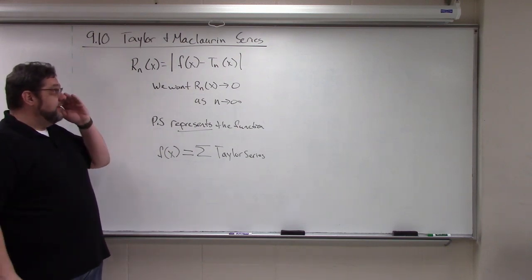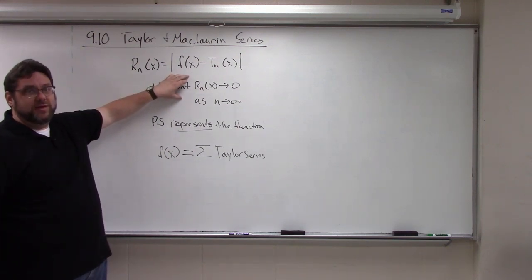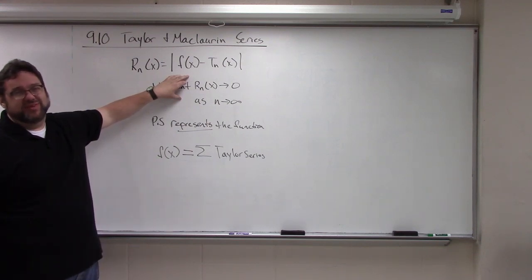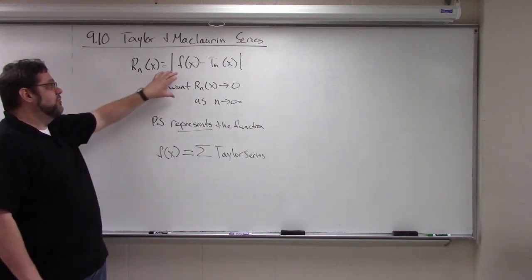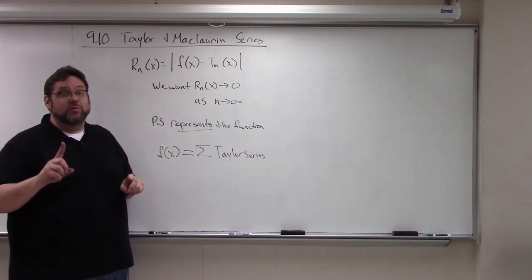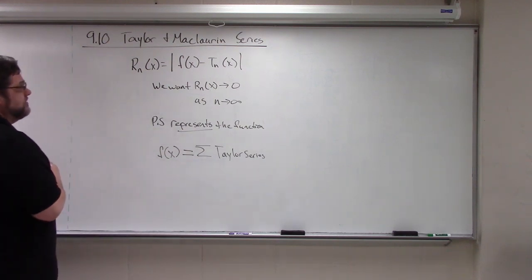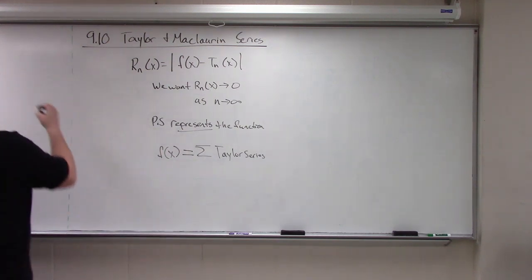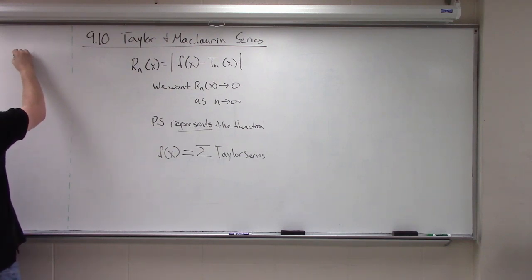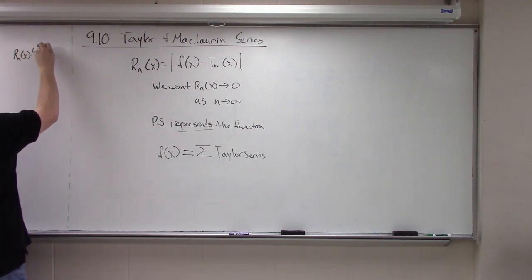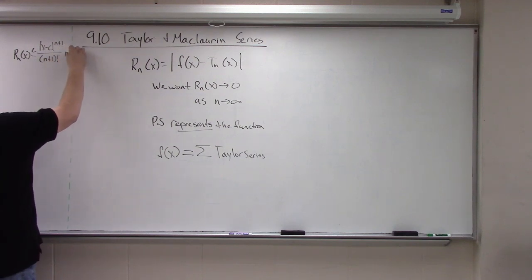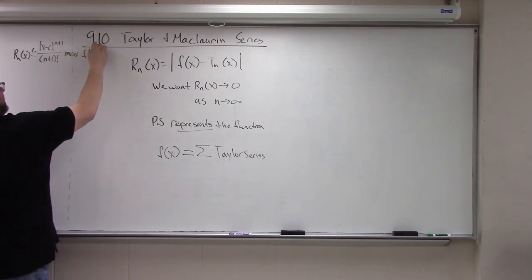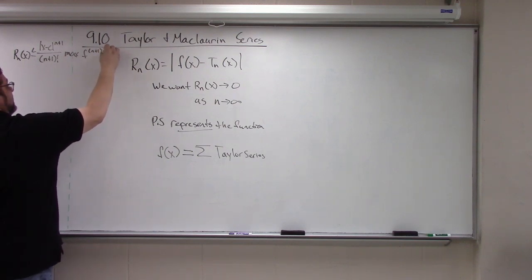Now, you may notice that this is not going to be a direct thing. And in fact, we're probably going to end up using something we used before, which was Taylor's inequality. So I'm going to write Taylor's inequality right up here. It says that the absolute value of Rn of x is less than or equal to the absolute value of x minus c to the n plus 1, over n plus 1 factorial, times the maximum value of f n plus 1 of z.